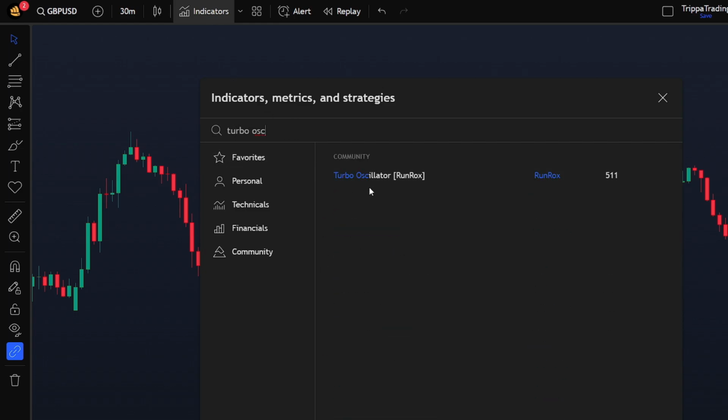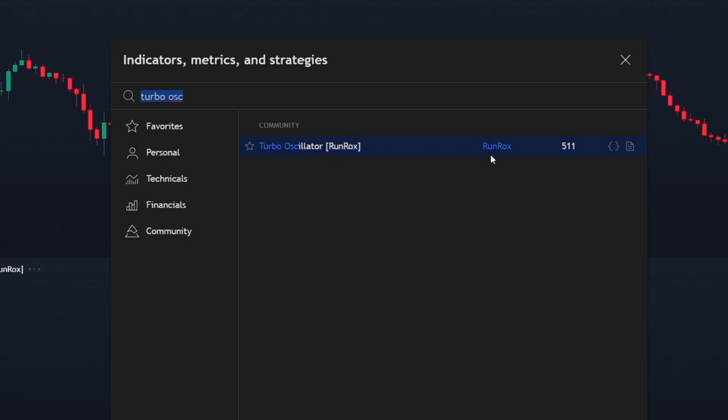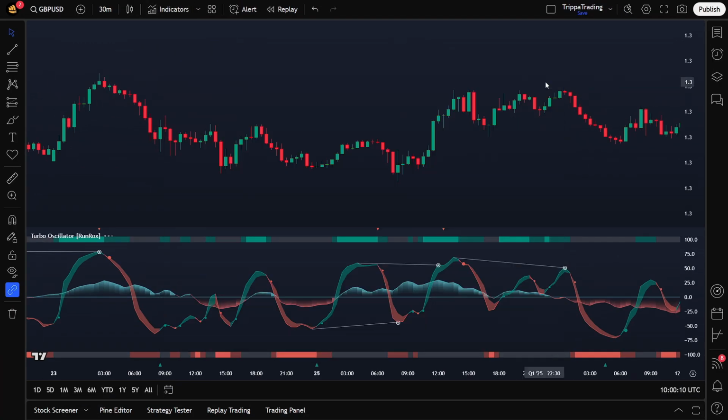Here, search for Turbo Oscillator. It's going to be this one by Run Rocks. Add it to the trading chart.